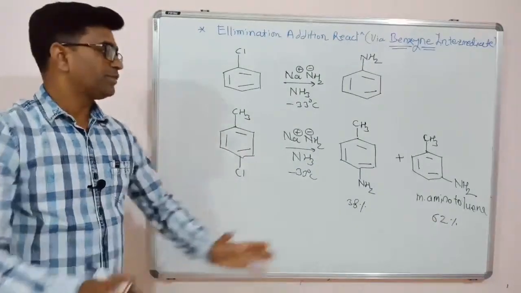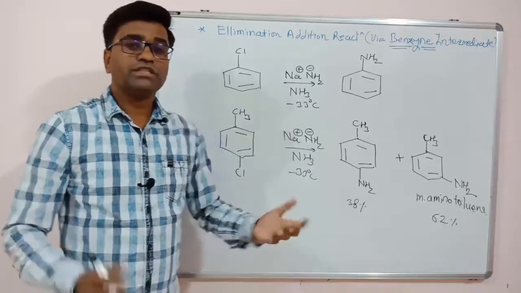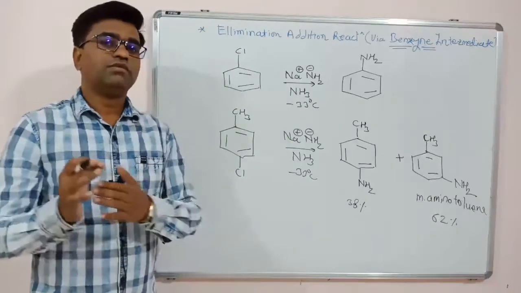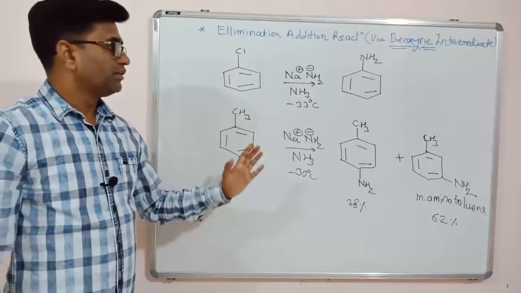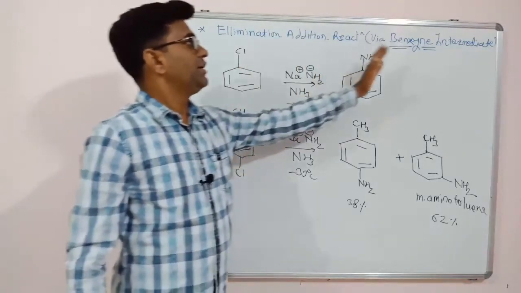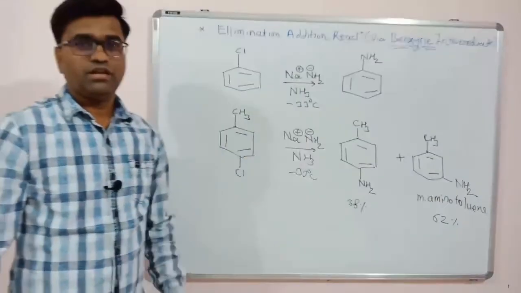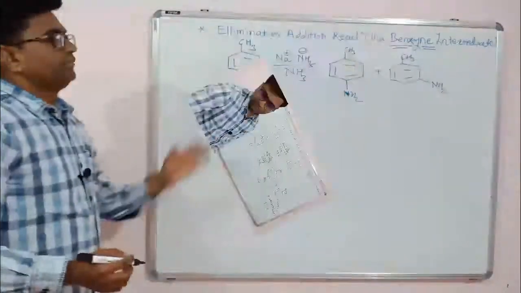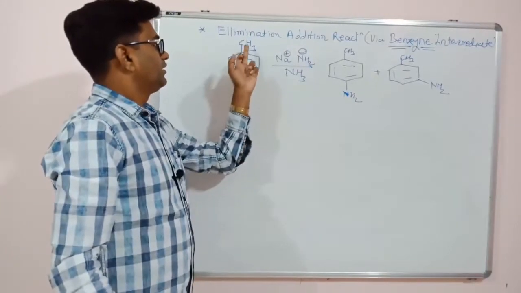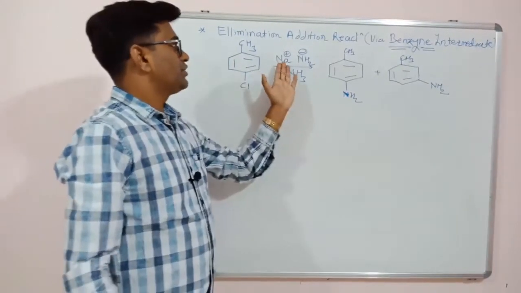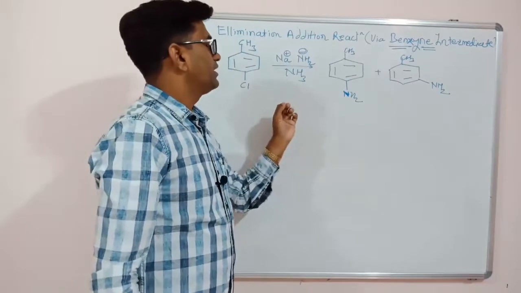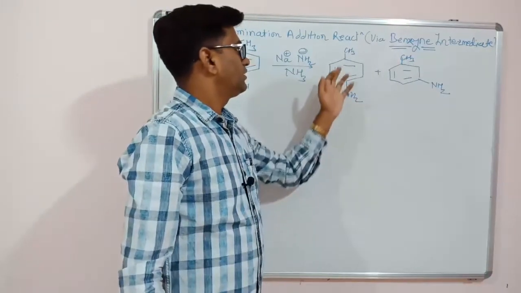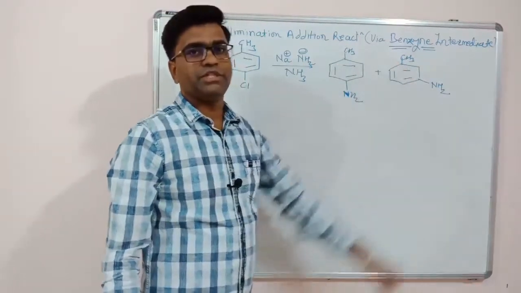So why are we getting this product? What is the intermediate, the transition state of this mechanism? We will learn the mechanism of this reaction in detail. This reaction goes via benzene intermediates. Friends, this is that reaction: parachlorotoluene in presence of sodamide and ammonia as a solvent at minus 33 degrees Celsius. We get two products, para-amino-toluene and meta-amino-toluene.